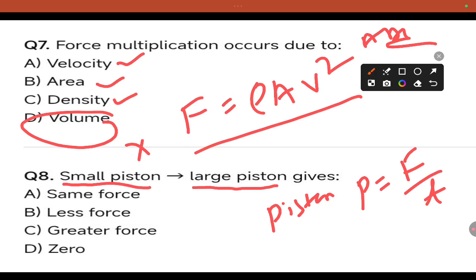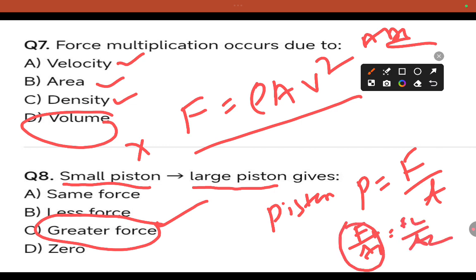So larger force only. Larger force means what? Greater force. Okay, write one here. Because the formula is F1 by A1 equals F2 by A2. So small force, small area; large force, larger area. So this one only.